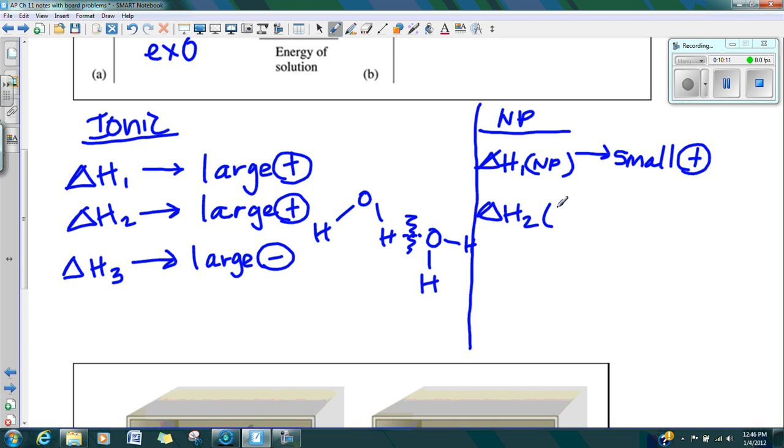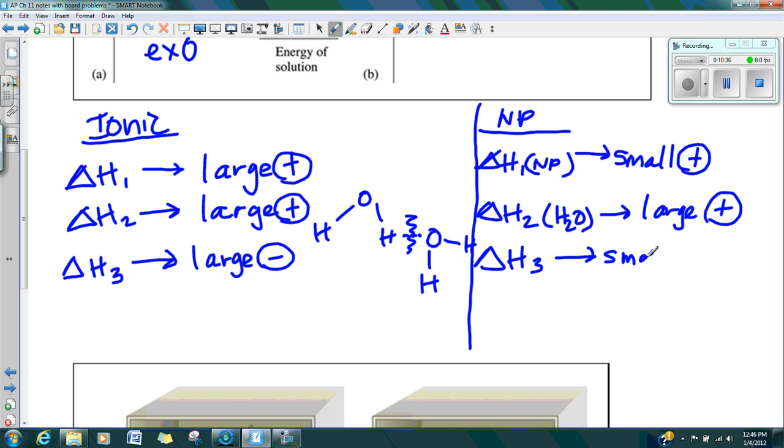this is going to be separating my solvent of water. Again, it should be the same thing. I have those hydrogen bonds to break, and so this is going to be a large endothermic exchange of energy. It has to take in a ton in order to break that hydrogen bond. And then just take a look, well, is my solution going to form? Well, it's going to have a very, very small release of energy. And there's going to be little interaction.